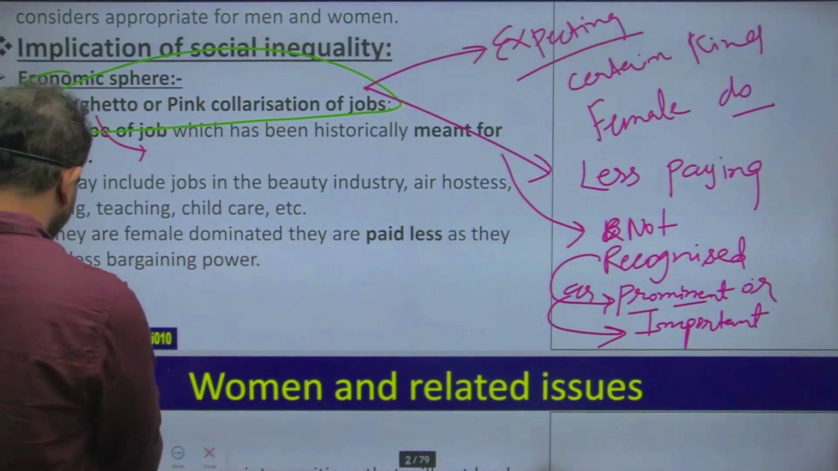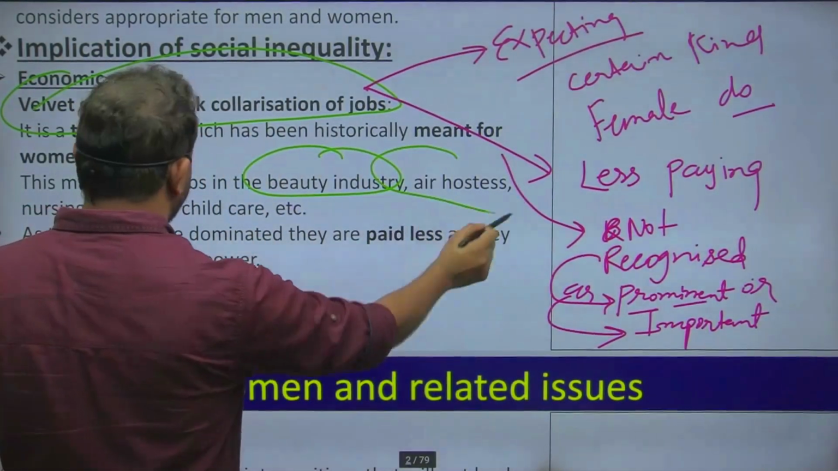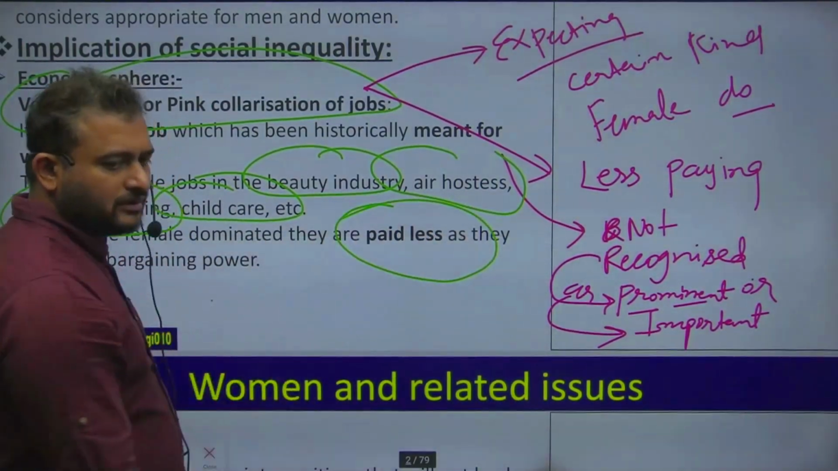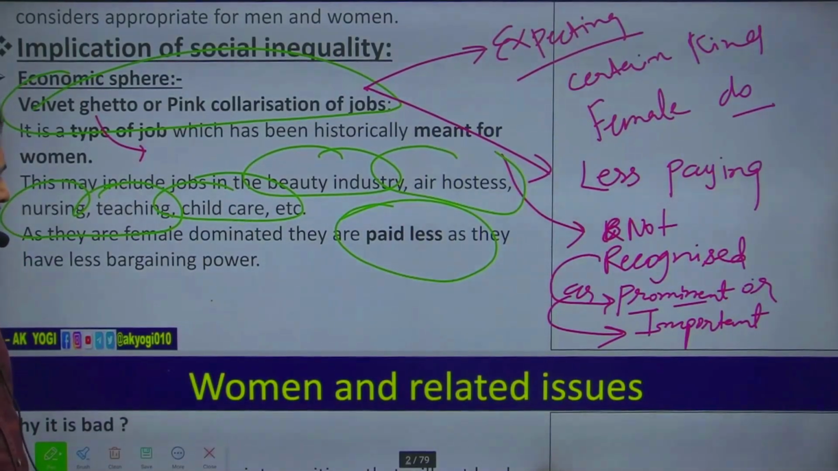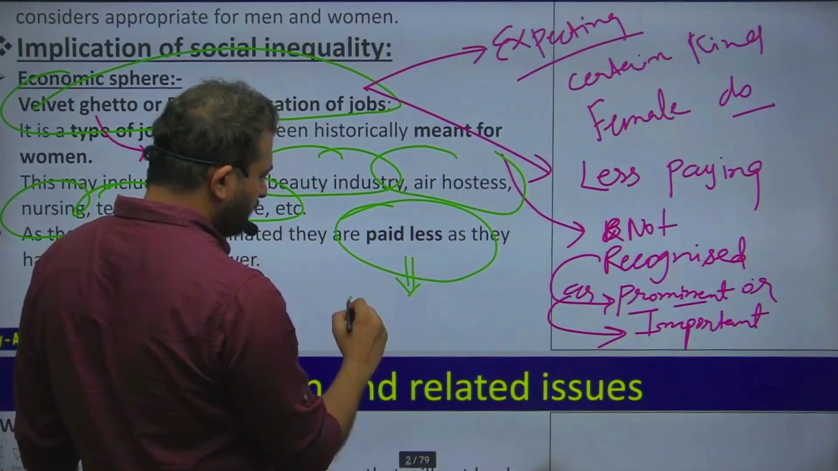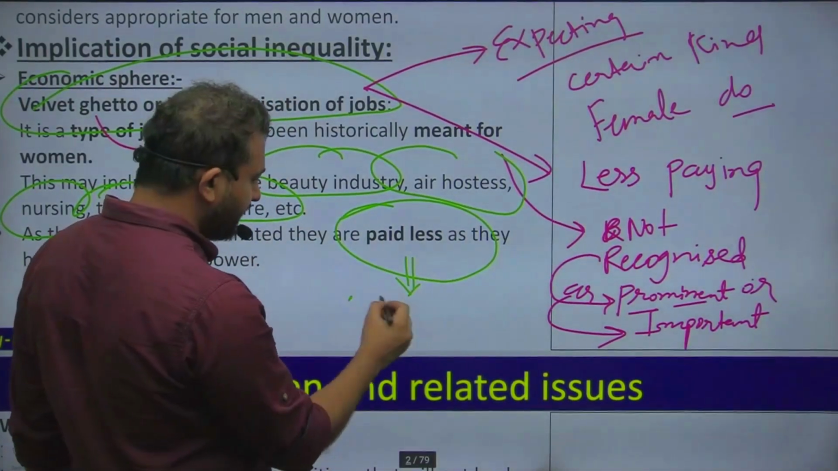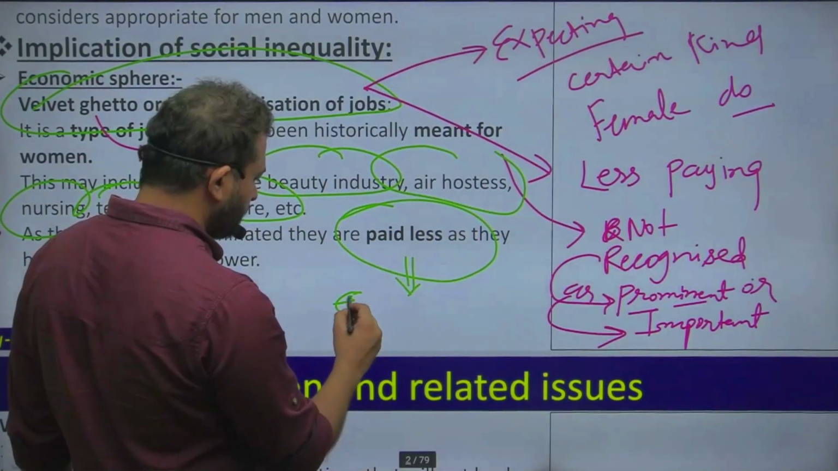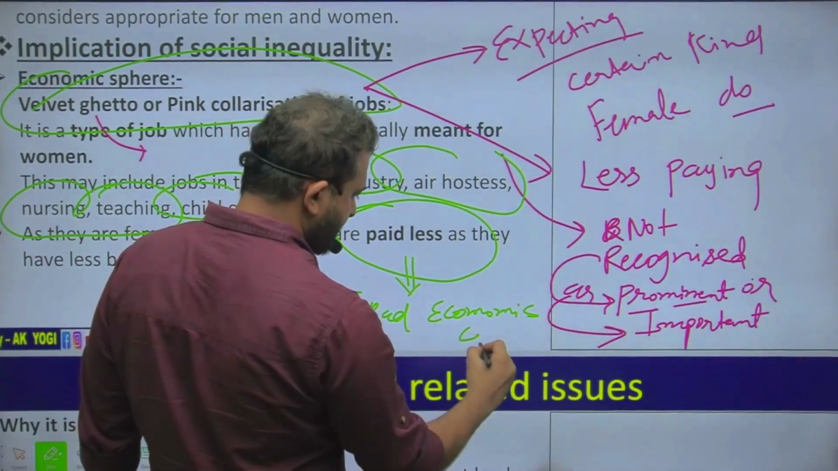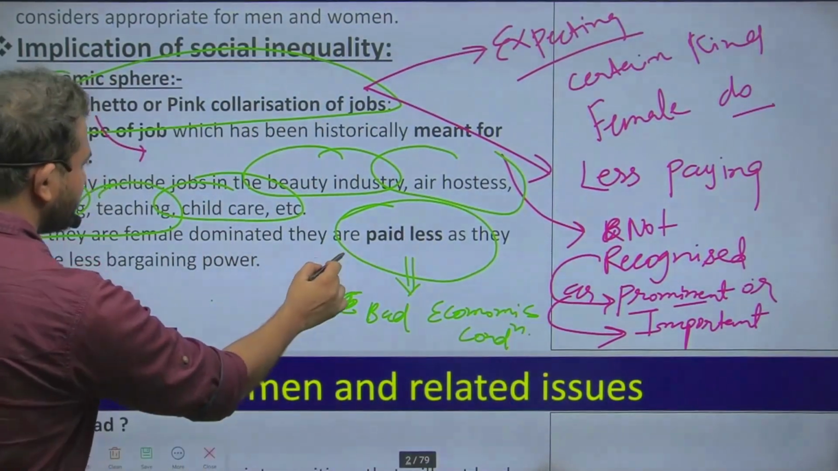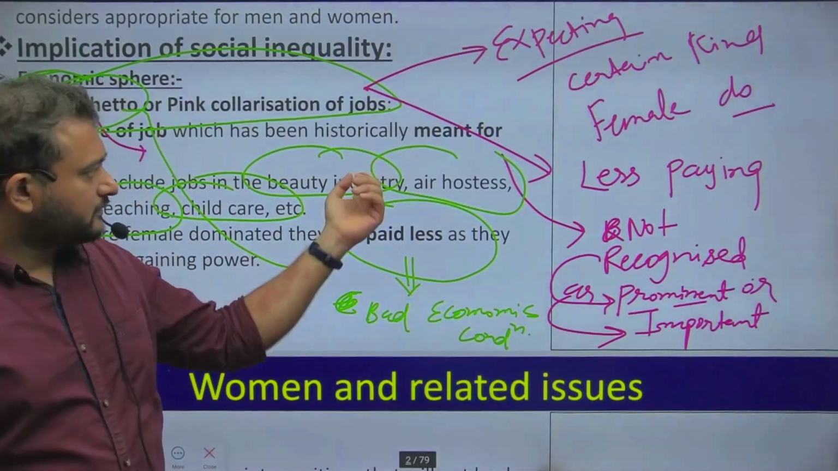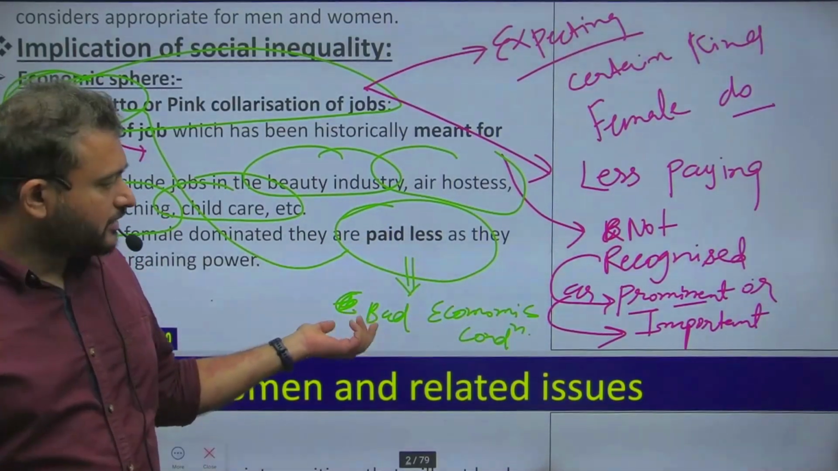Okay, some examples are given here: the beauty industry, air hostess, teaching, nursing, child care. All these things are actually less paying jobs. So because they are less paying, that will lead to partial poverty or a lesser economic condition, a bad economic condition, and that is velvet ghetto. Velvet ghetto means certain kinds of jobs which have less payment.